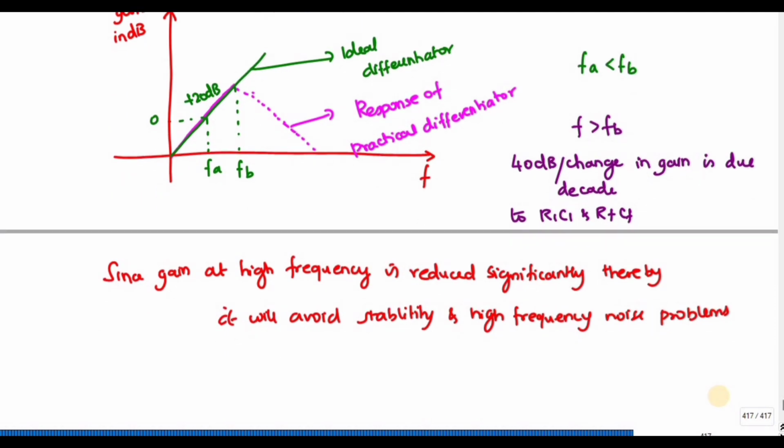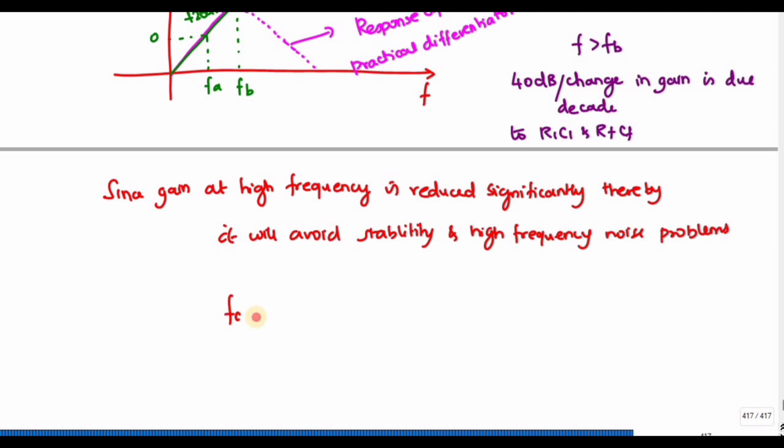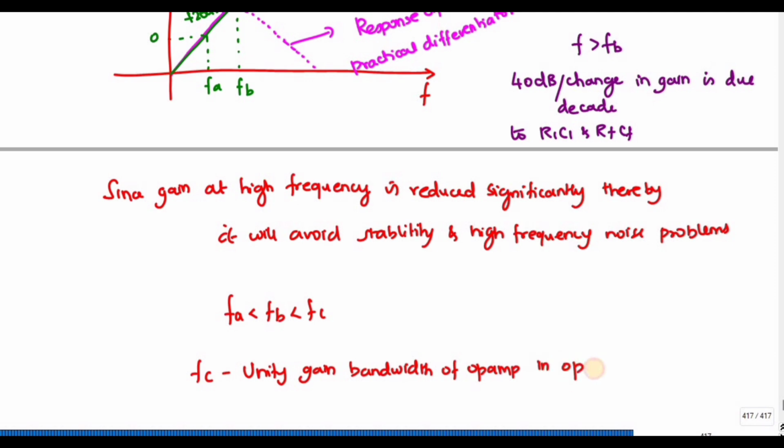So I can write this FA is less than FP, which is less than FC, where FC is nothing but a unity gain bandwidth of the op-amp in open loop configuration.